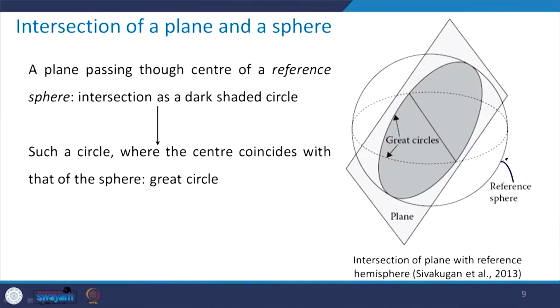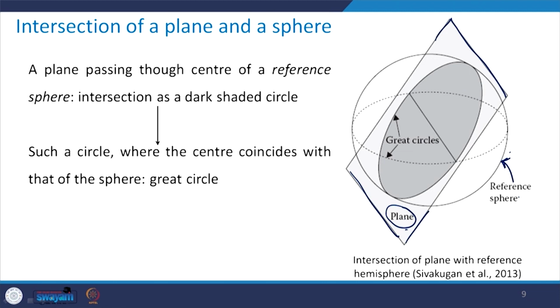Okay. Now, coming to the next part: once we have understood this coordinate system, how do we obtain the intersection of a plane and a sphere? This figure shows, first of all, take note of it, the reference sphere. Any circle having the same center as that of the reference sphere, we call a great circle. Now, this is the plane that we want the intersection of with the sphere. So, this is the reference sphere, this is the plane.